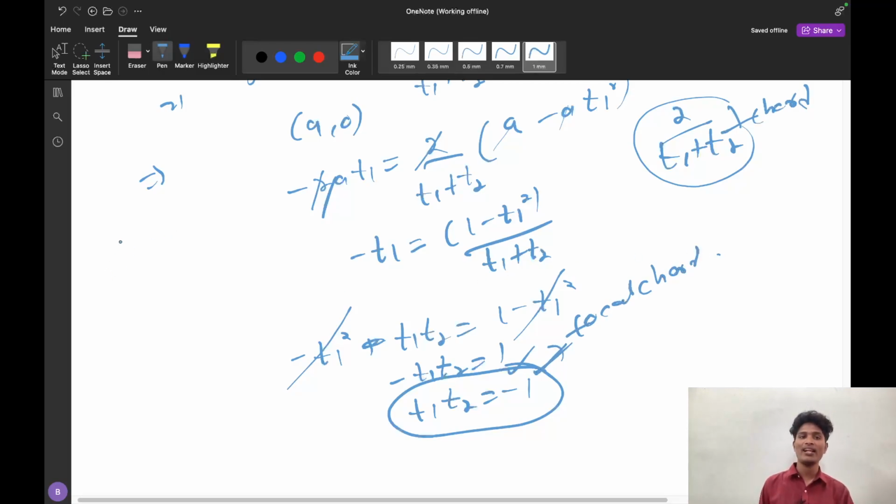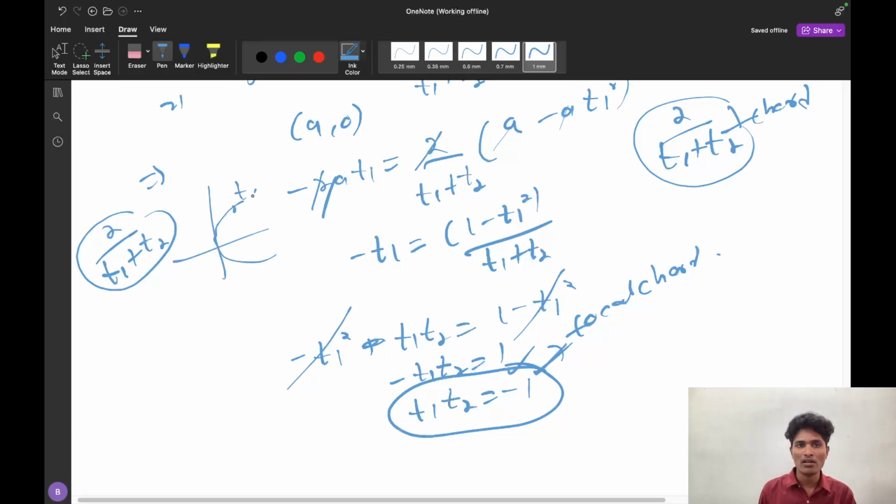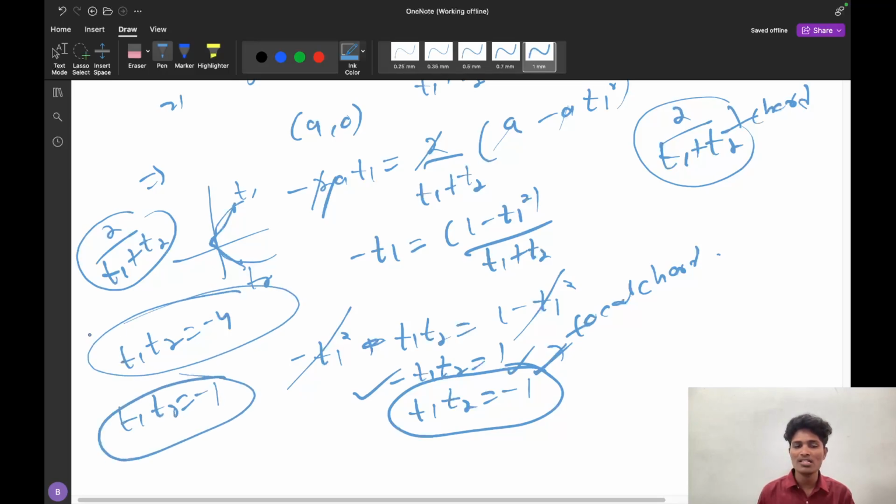I discussed the three relations. What are those? The slope of the chord is 2 divided by t1 plus t2, and the second relation is, when the parabola is there and two parameters make a right angle at the vertex, the relation will be t1 t2 is equal to minus 4. This is another relation, and now the main relation is the focal chord relation, that is t1 t2 is equal to minus 1. So you will get confused, so you have to understand where to use which.